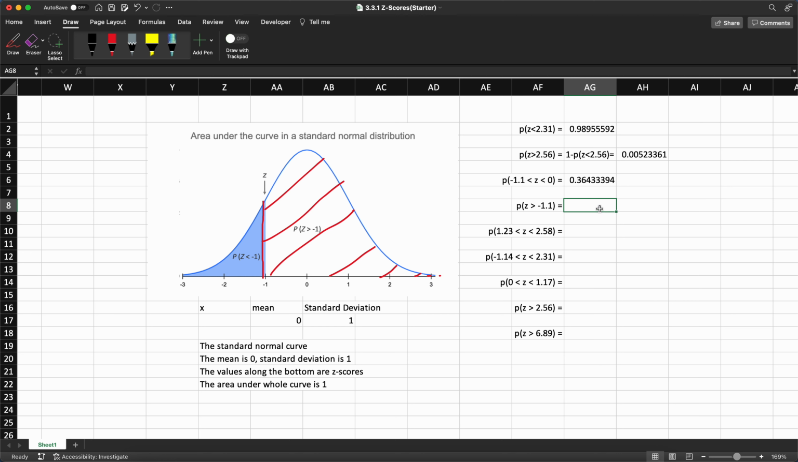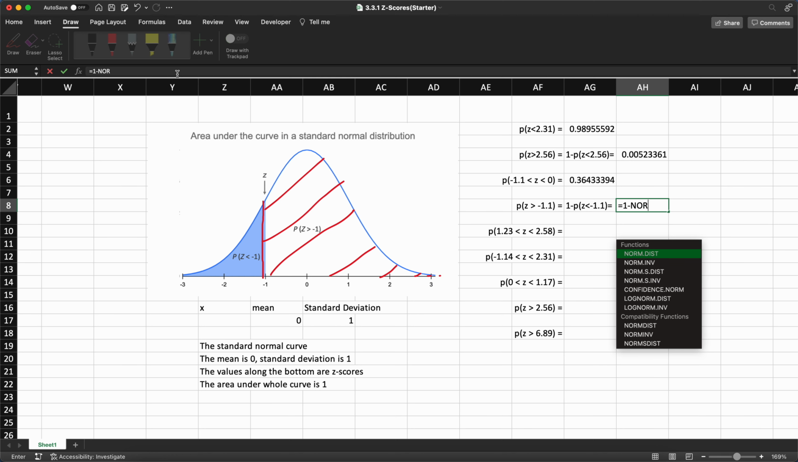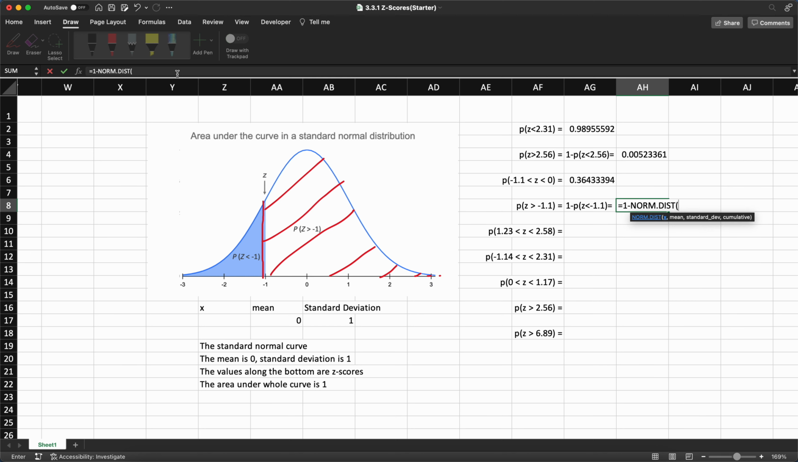So again, this is 1 minus the probability that z is less than negative 1.1. So that's just going to be 1 minus norm.dist. We're going to do negative 1.1, 0, 1, and then true. And that gives me 0.86433.